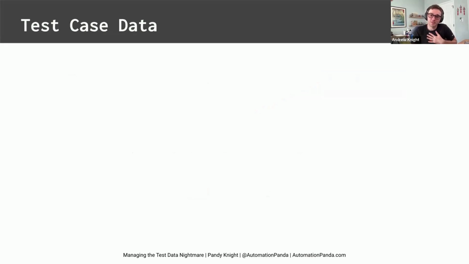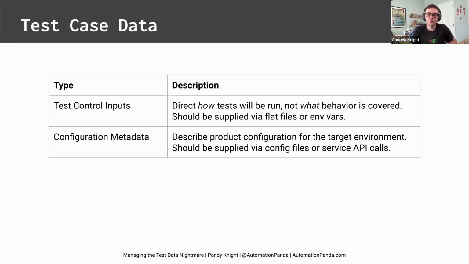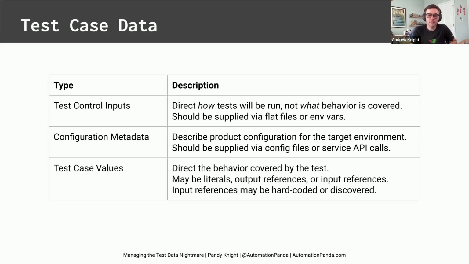That's a lot of info about test case data. In summary, test control inputs direct how tests will be run, not what behavior is covered. They should be supplied via flat files or environment variables. Configuration metadata describe product configuration for the target environments. They should be supplied via config files or some sort of service API call. Test case values direct the behavior covered by the tests. They may be literals, output references, or input references. And input references may be hard-coded or discovered.